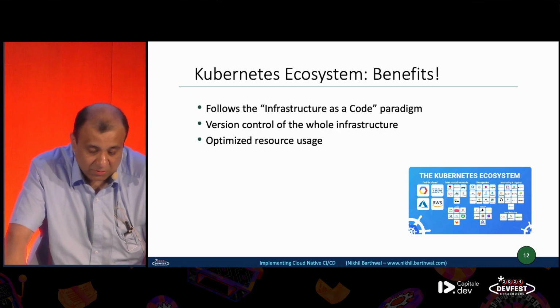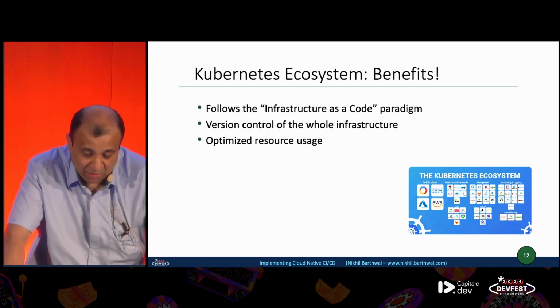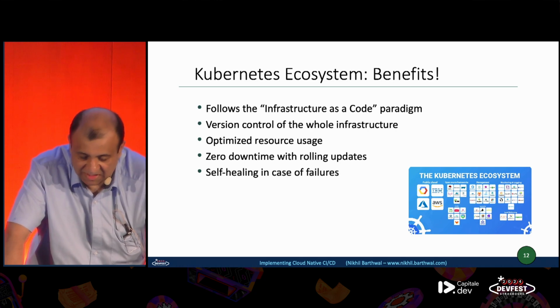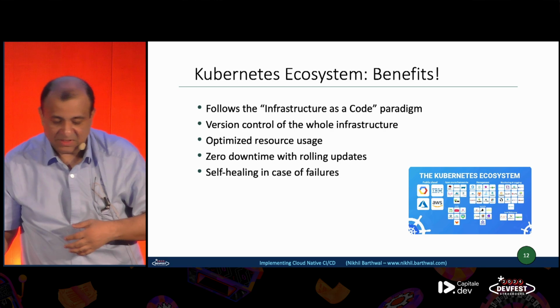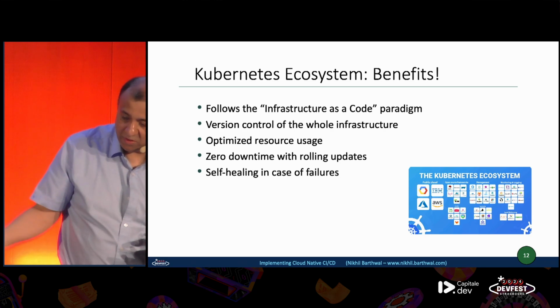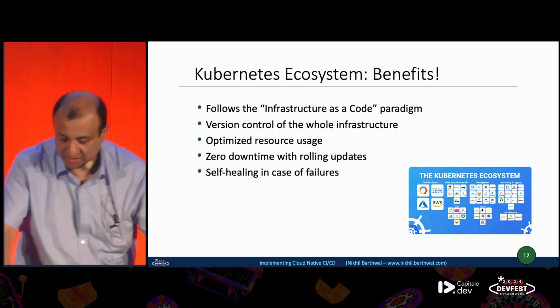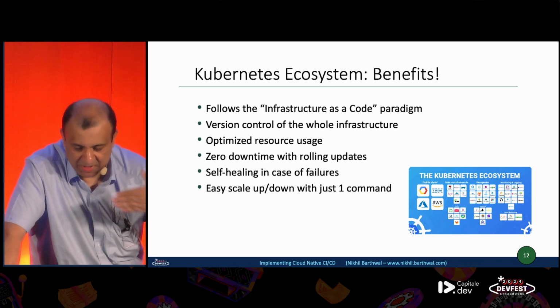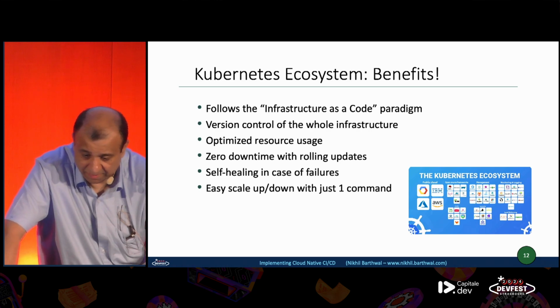You can version control the whole system because once you have infrastructure as code, you can just check it in to your Git or whatever version control repository you have. Kubernetes does optimize resource allocation, so you don't really have to worry about optimization, which helps with cost. You get zero downtime rolling updates, and self-healing, because if you deviate from your desired state, the Kubernetes controller will take care of it, spin up, self-heal, and recover from that failure. And you have command line or APIs to scale up and scale down with one command.